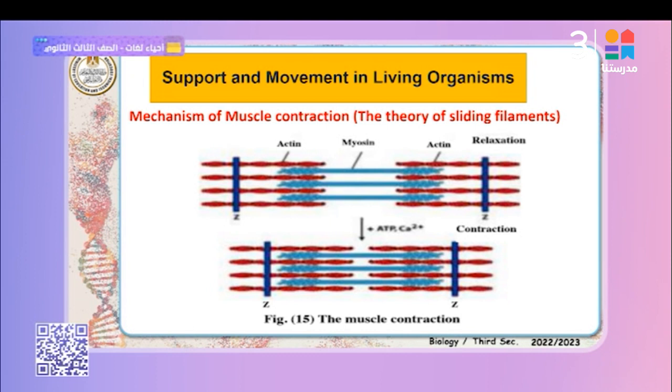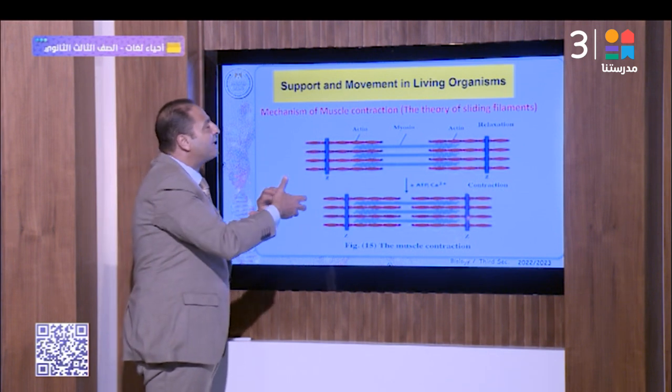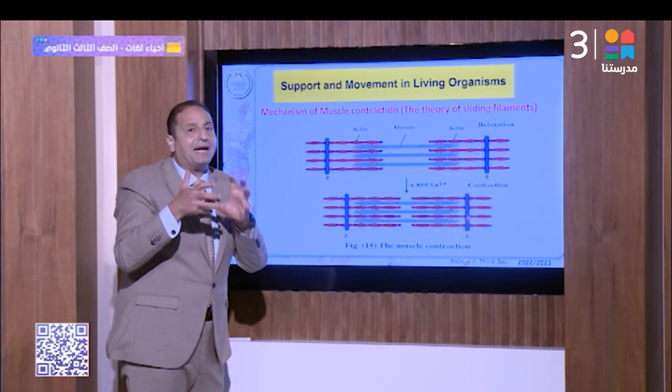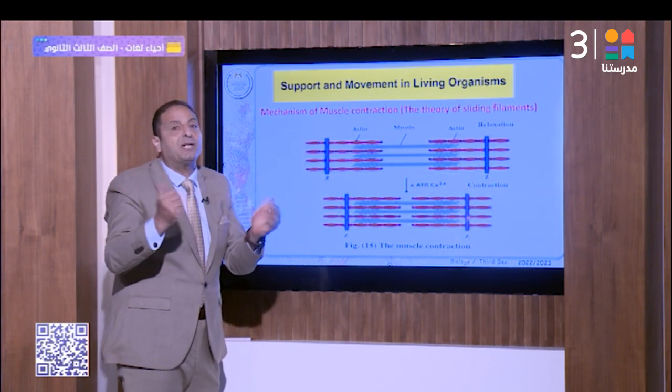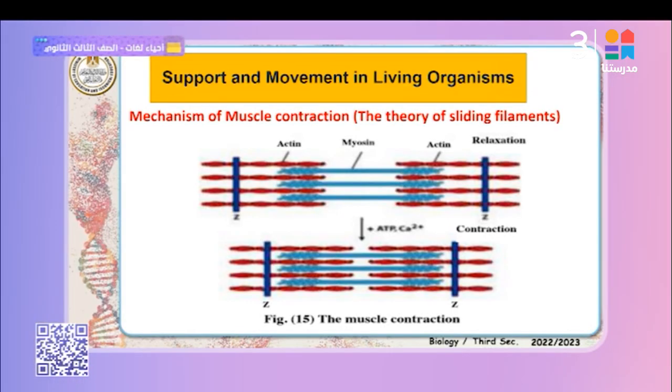During relaxation, what happens? Cholinesterase enzyme decomposes acetylcholine into acetic acid and choline. And the transverse linkage gets away from the actin filament and returns to the normal position. It's called relaxation. This means that during contraction, ATP is needed and calcium ion is released, and the muscle contracts and relaxes. That's right. Okay.